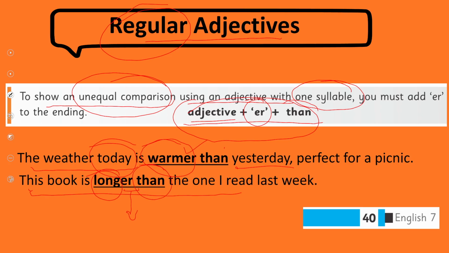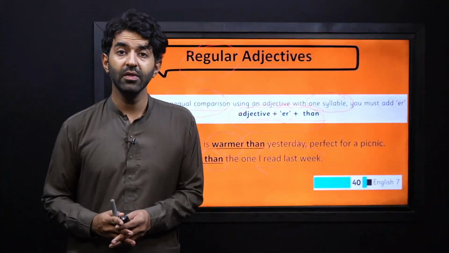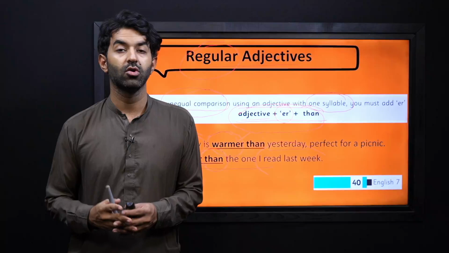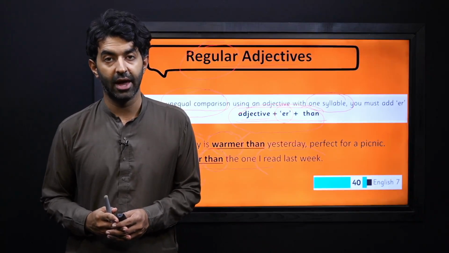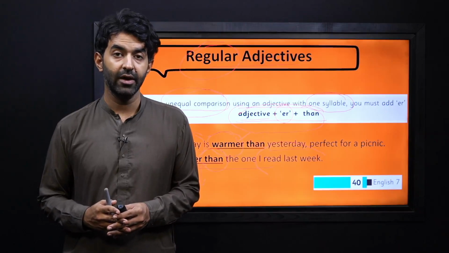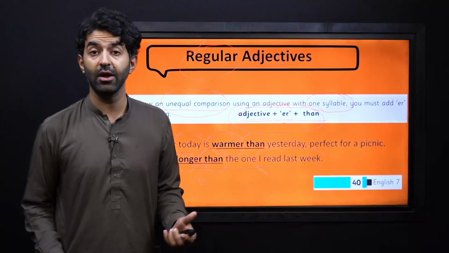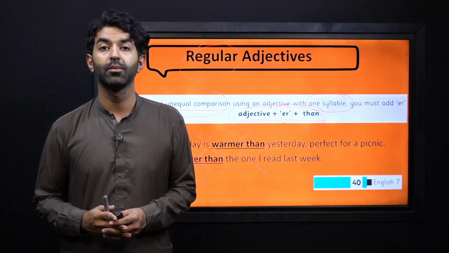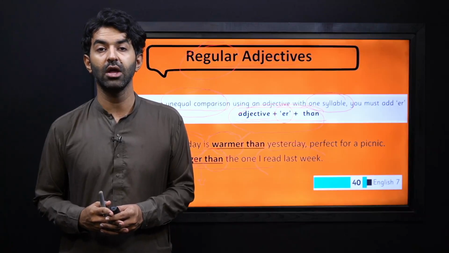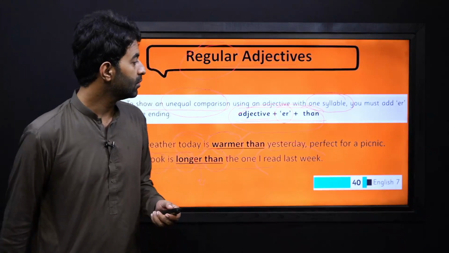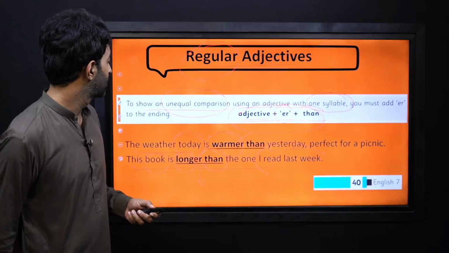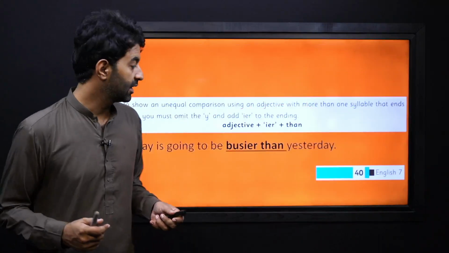So, since we are comparing this book that is currently being read with the one that was read last week. Now, see, when we are doing this kind of comparison, students, we add er with the adjective followed by than. And this way we can say that this regular adjective can be transformed into its comparative degree or comparative form. Now, let's talk about another example.